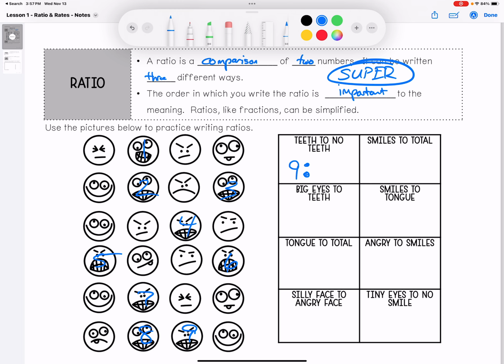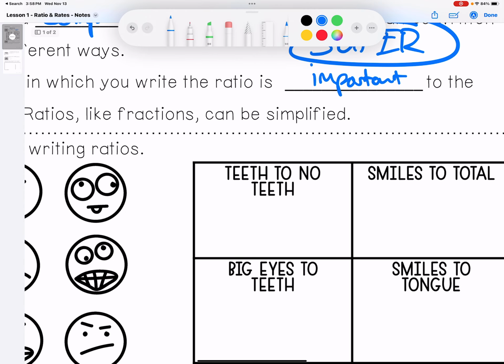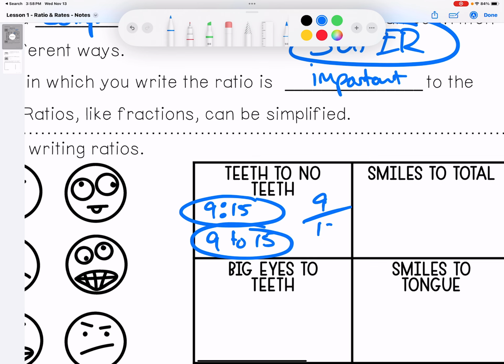And how many do not? 1, 2, 3, 4, 5, 6, 7, 8, 9, 10, 11, 12, 13, 14, 15. 15 do not. So the ratio is 9 to 15. That is one way to write it, with those little colons. Another way to write it is 9 to 15. And the other way to write it is 9 over 15.